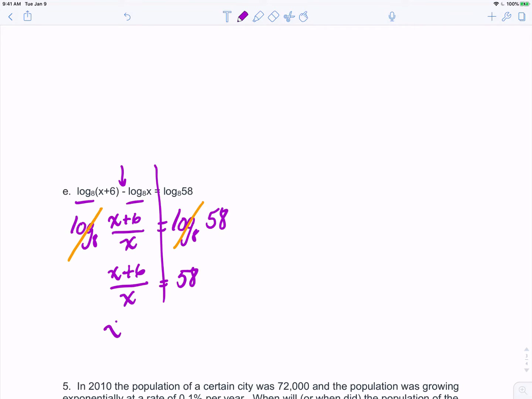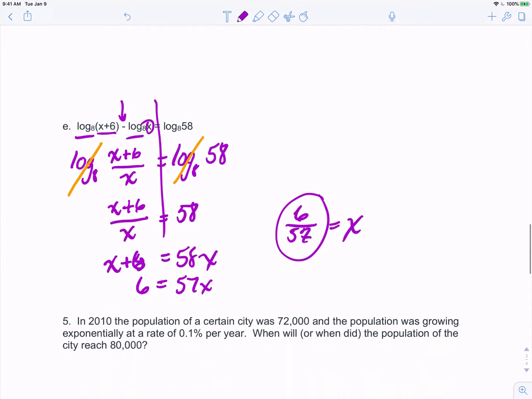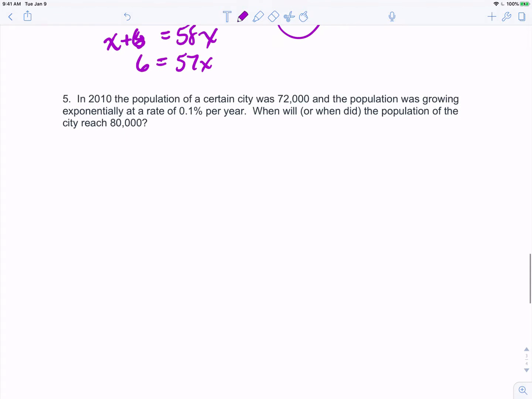We'll multiply both sides by x. x plus 6 is equal to 58x. 6 is equal to 57x. Dividing, 6 over 57 is equal to x. And notice that just a quick check shows that that would be in the domain of this function, and so that's our solution.